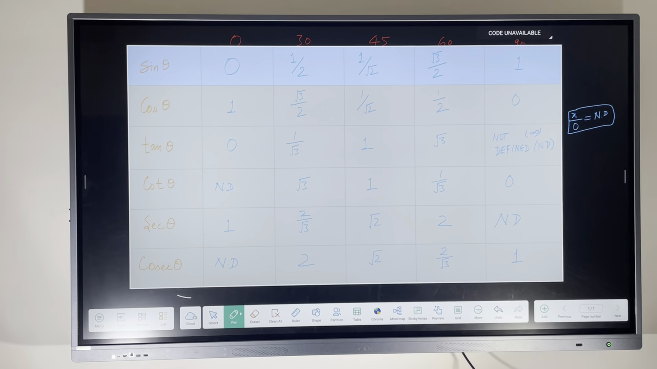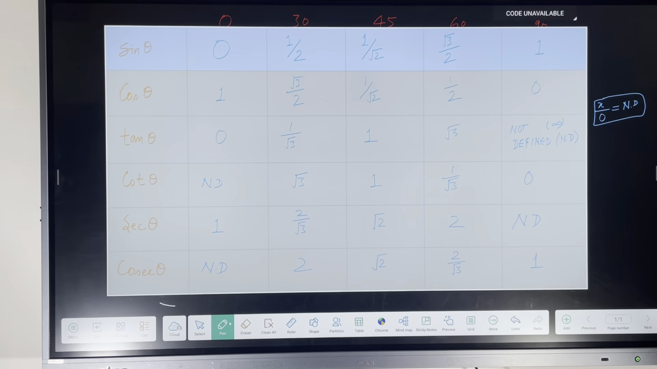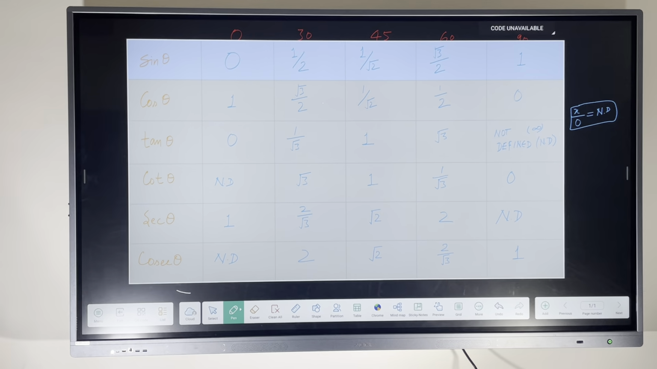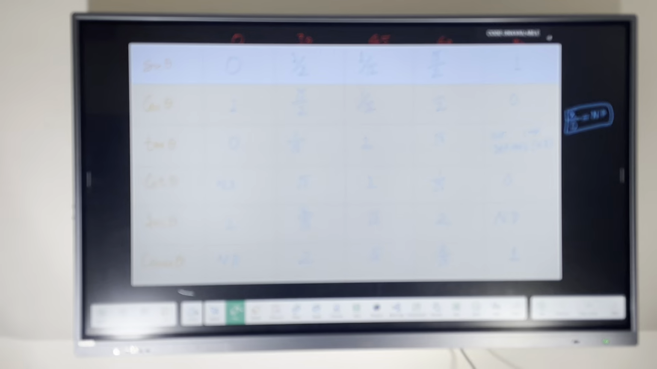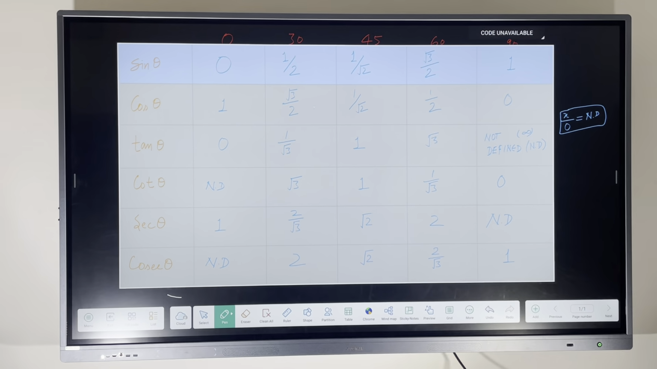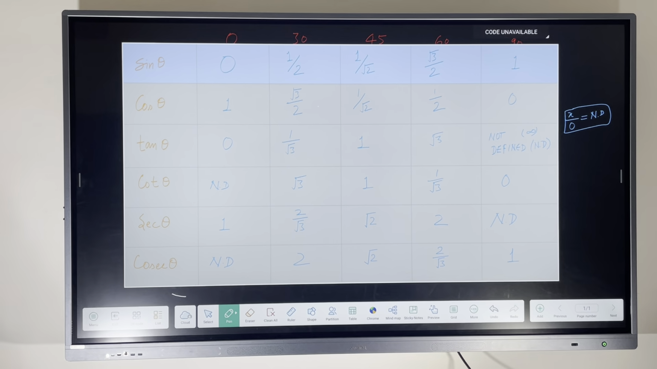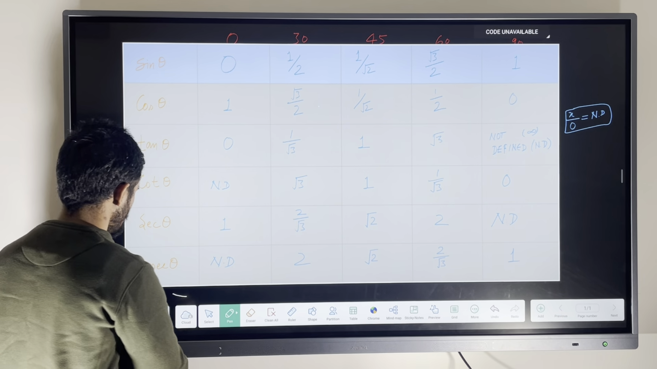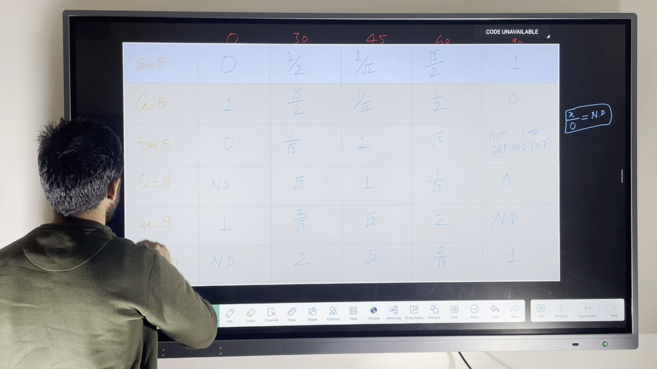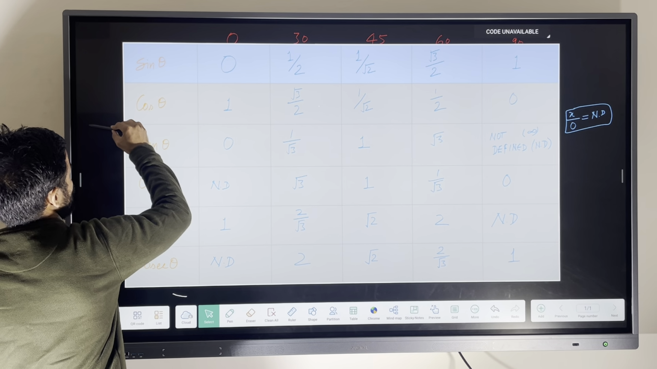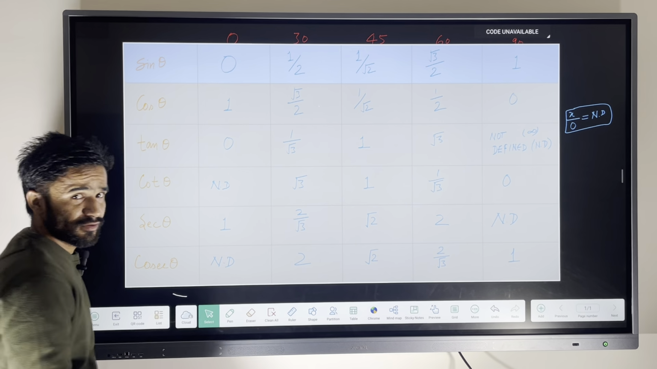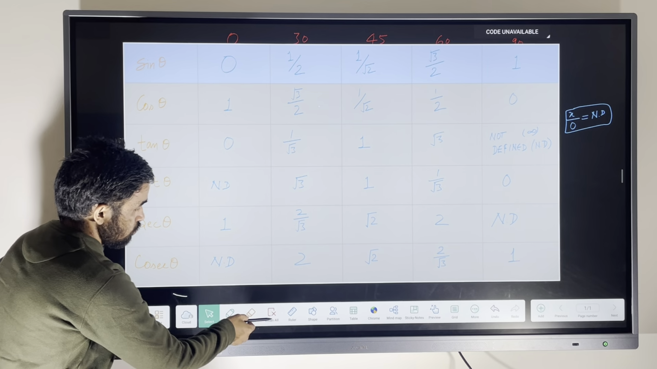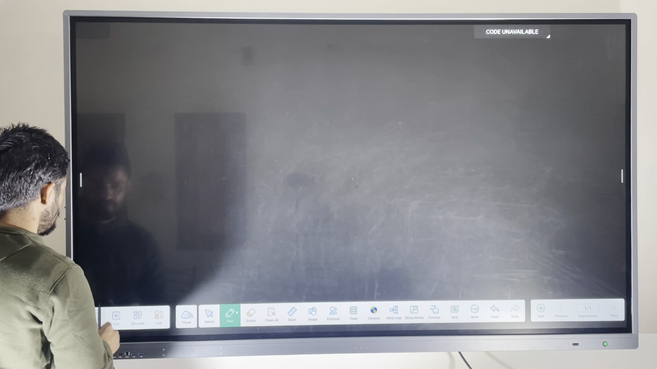So now moving forward, we will try to solve some numericals. So let's write it down. Let me clear this. Now we will solve some numericals.